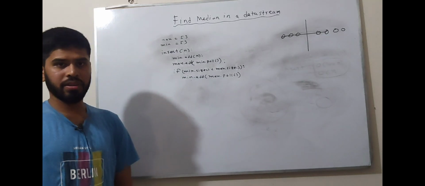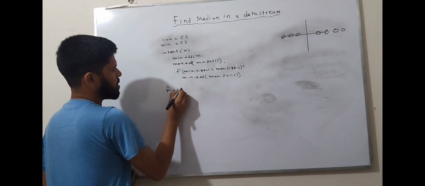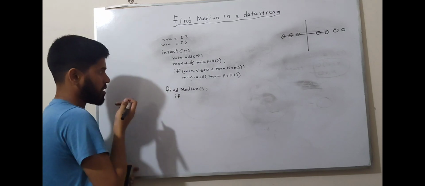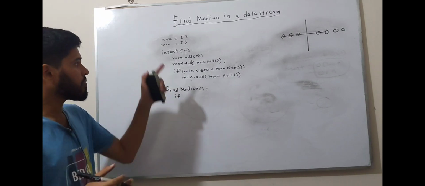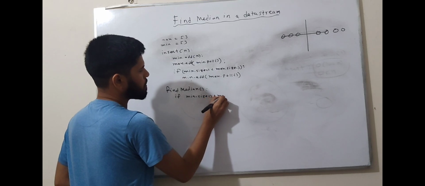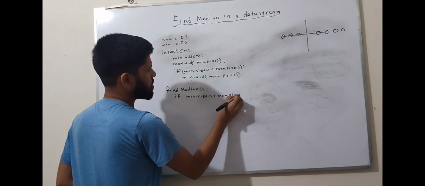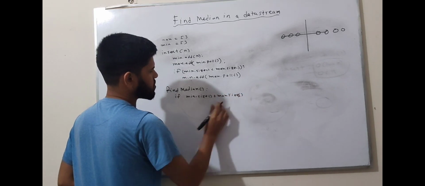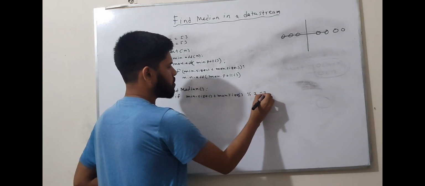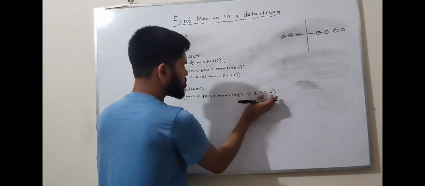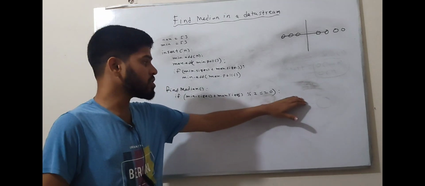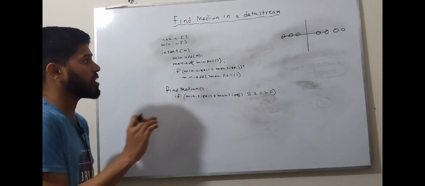Now let's implement our find median function. That is easy. So find median. First we're gonna check the length. Let's sum the size of min and max, so min.size plus max.size. If the size of min heap plus max heap, modulus 2 equals to 0, it means that we have an even number of elements in our current stream that is stored in our data structure.